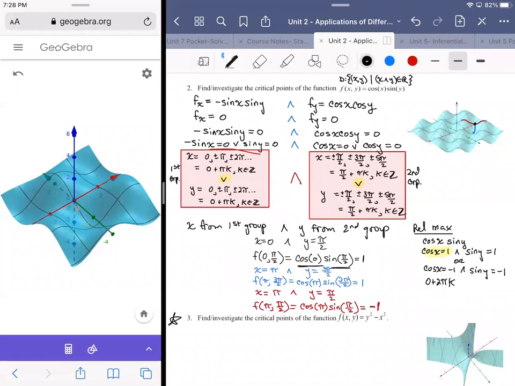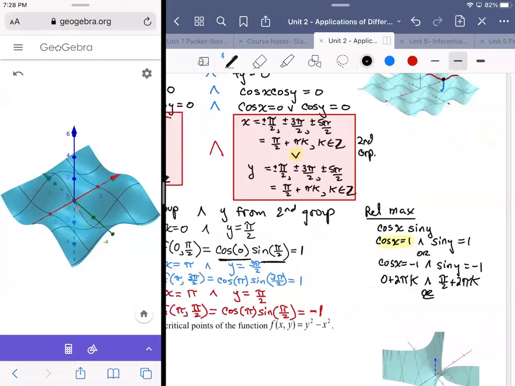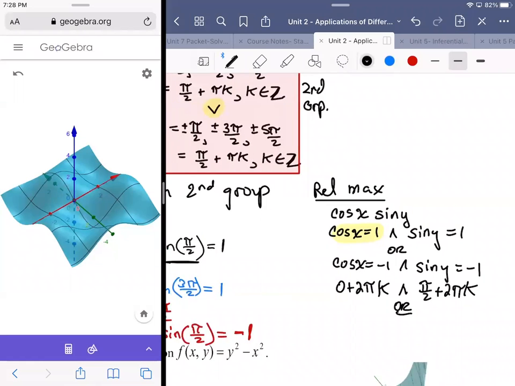Sine would have to be equal to 1. So that would happen when we're dealing with pi over 2 plus 2 pi k. Or the other possibility is cosine and sine are negatives, in which case I'd be looking at pi plus 2 pi k, guaranteeing a negative, and pi over 2 plus 2 pi k.